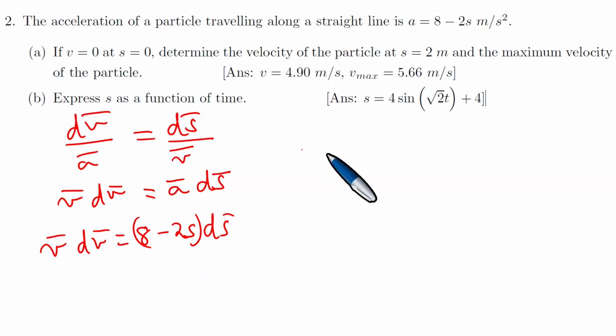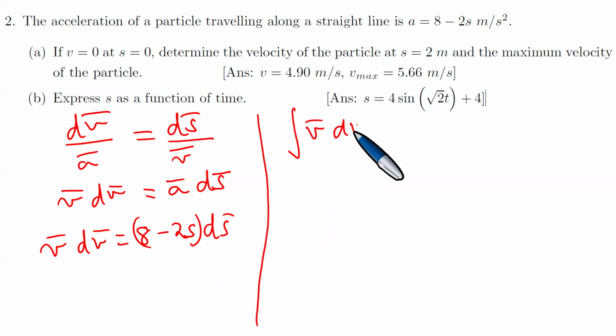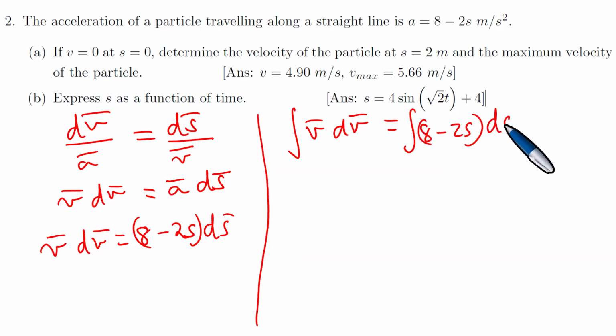Let us find the integral of this. So if you have v dv, v dv is equal to, yeah, you take the integral on the left, but also the integral on the right. So you have 8 minus 2s ds, and you apply the integral there. Determine the velocity of the particle at s equals 2. Right, so you're going to do that.